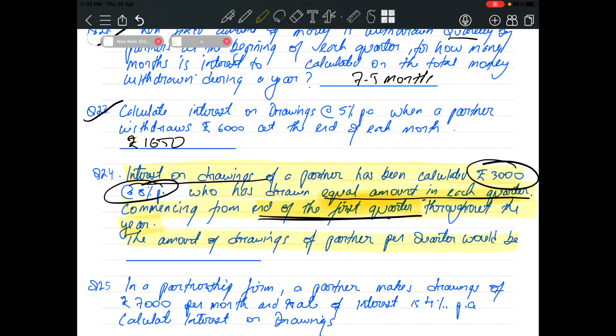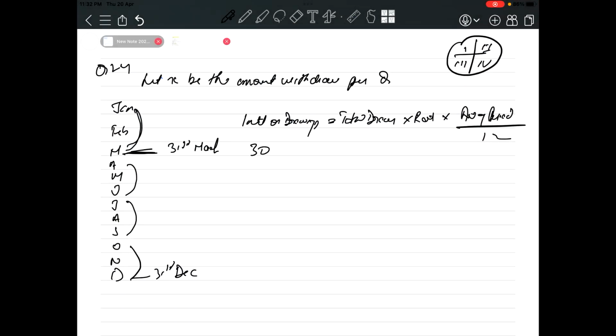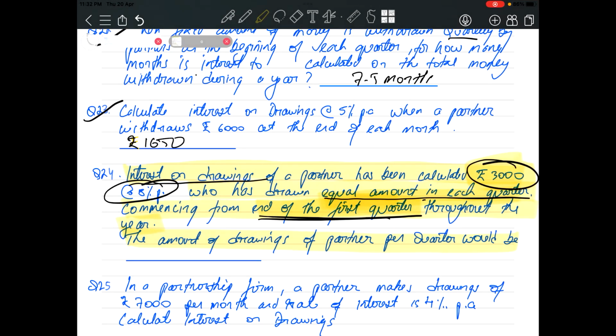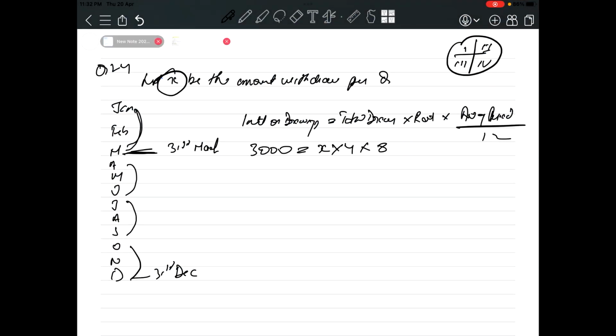So we are given the interest amount, 3,000 rupees. What is the total drawing? We don't know the total drawing now, so let X be the drawing per quarter. How many quarters are there in a year? 4 quarters. What is the rate? 8%, which is 8 divided by 100, into the average period. So the task is to calculate the average period.